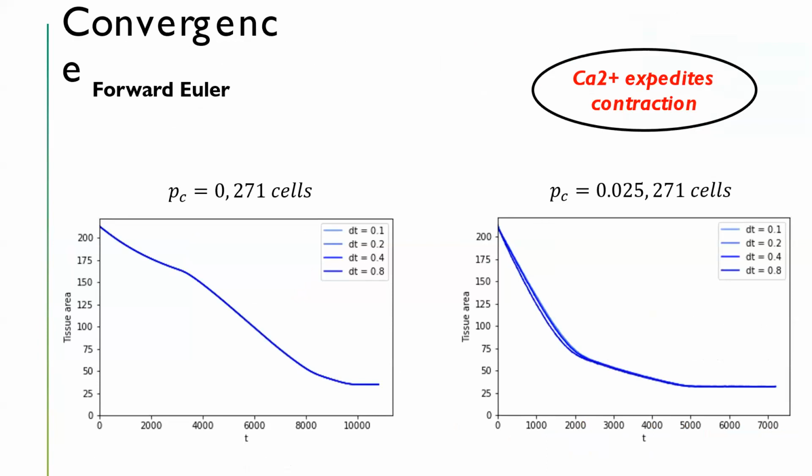So the scheme converges for the forward Euler, as you've seen. For the case where you have no calcium activity, you'll see that for the different time steps, the lines overlap. There's a slight deviation for the 0.8 case, but once again, the scheme converges. If you compare both plots, calcium speeds up the contraction. Whereas earlier in the no calcium case the tissue reached steady state around the 10,000 mark, for the case where you sped up the tissue contraction with calcium, it happens somewhere around 5,000.